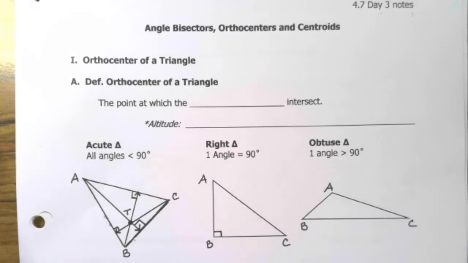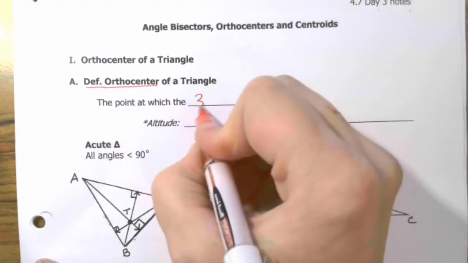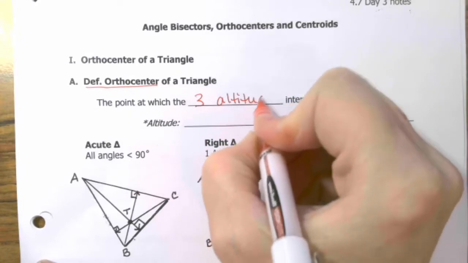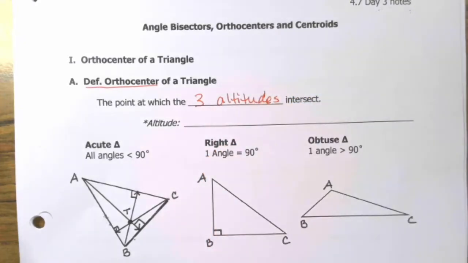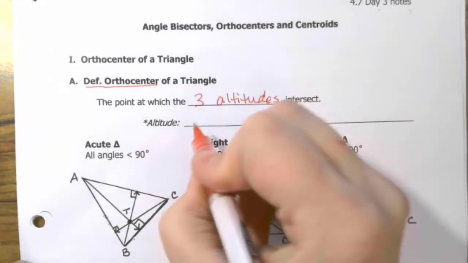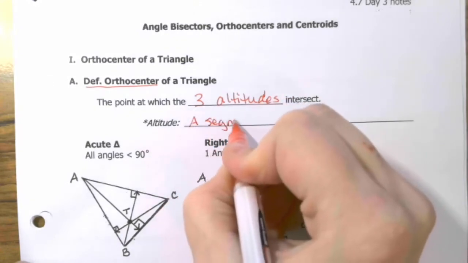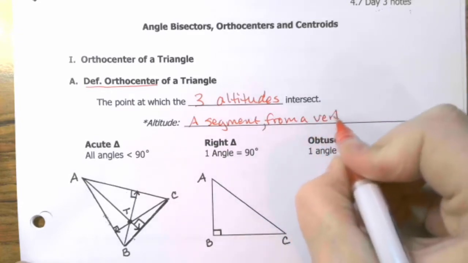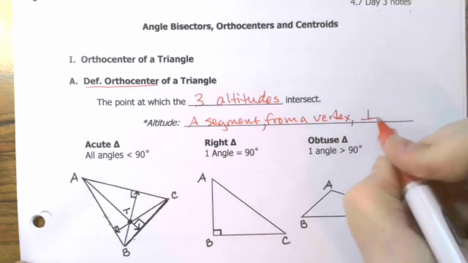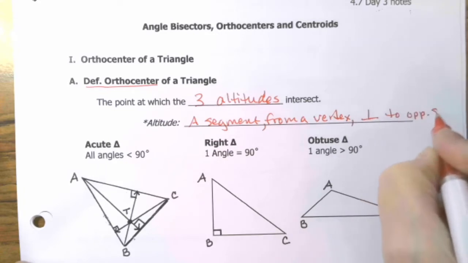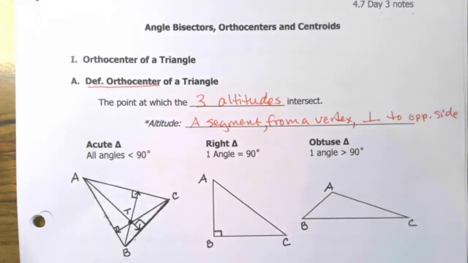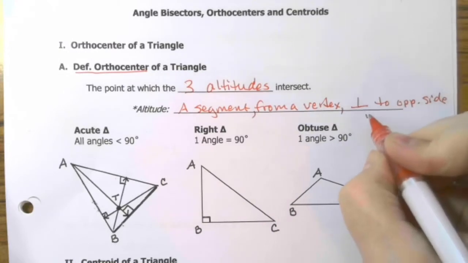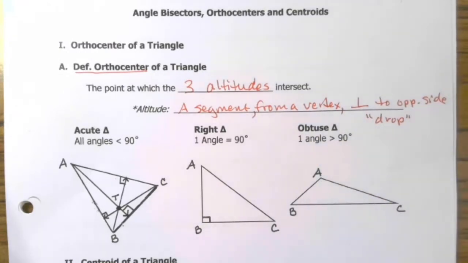Let's start with orthocenter. The definition of orthocenter of a triangle: the orthocenter is the point at which the 3 altitudes intersect. And remember that an altitude is a segment from a vertex perpendicular to the opposite side. We say we drop an altitude because it drops straight down.